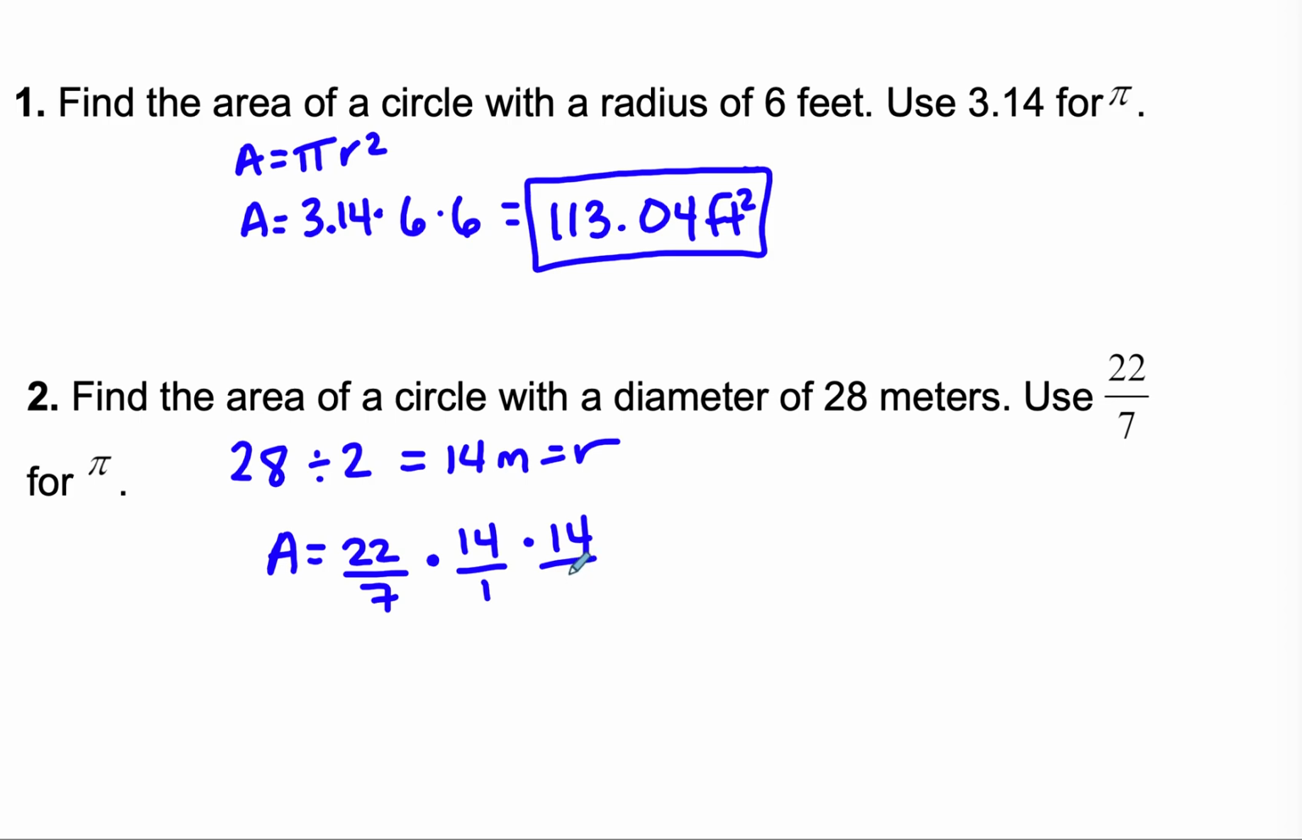Since we're doing fractions, make them fractions. All right, cross canceling here. 7 divided by 7 is 1. 14 divided by 7 is 2. All right, so I have 22 times 2 is 44. And then I'm going to go ahead and do 44 times 14. And that gives me 616 meters squared.